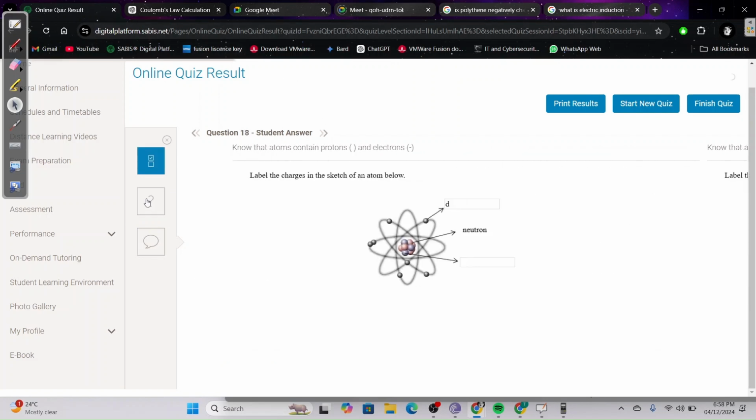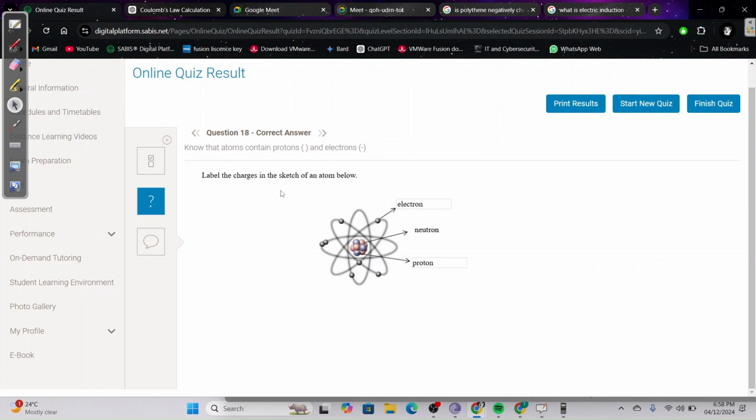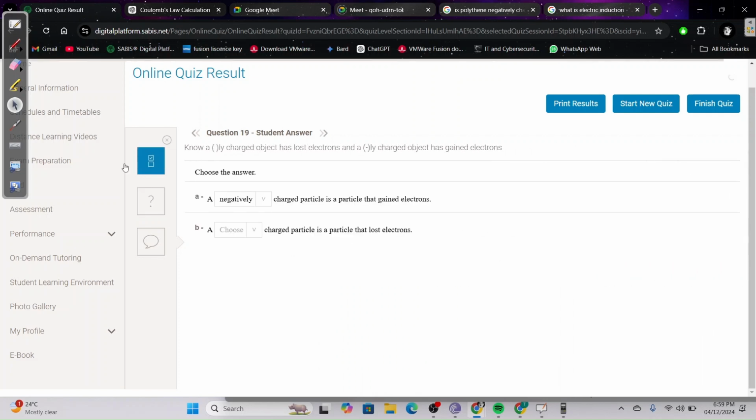Okay, question 18. Label the charges. You should know this from chemistry and physics last year. The neutron, the proton, and the electron. If they gave you the neutron already, the other one's going to be the proton, obviously, in the nucleus, and the electron's going to be in the orbit or the cloud. A negatively charged particle is a particle that gains electrons, and a positively charged particle is a particle that lost electrons. Think of it as ions.